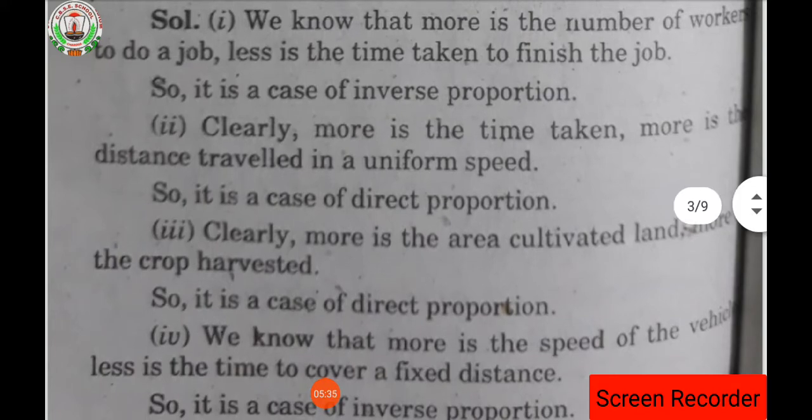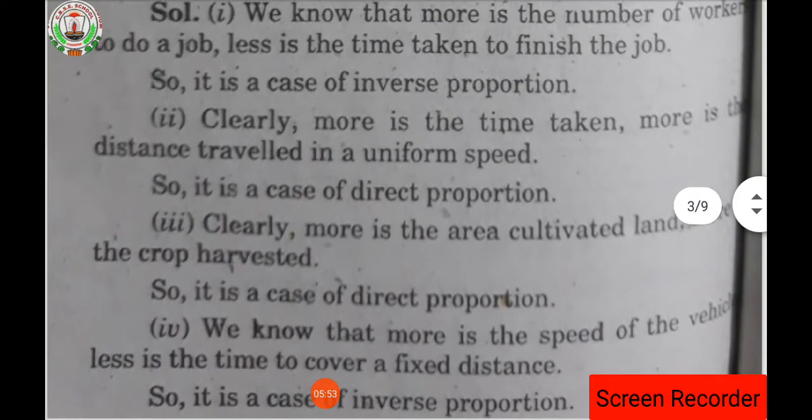As I told you, when the value of x increases and y decreases, there we can apply inverse proportion. So here the number of workers is more, so they will take less time. So more is x and less is y. So here it is an inverse proportion.